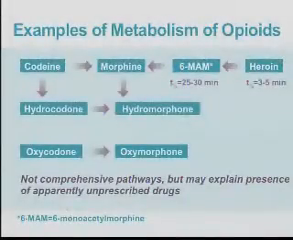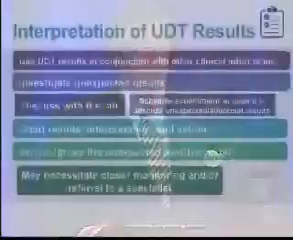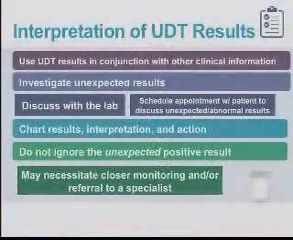This just shows the metabolic pathways. If they're using codeine, it can show up as hydrocodone, as hydromorphone. Morphine can show up as that. If they're using morphine and they were to have a positive drug test for hydromorphone, that would be a metabolic product of morphine. Do you catch my drift?